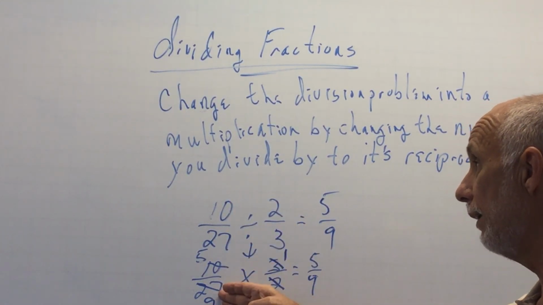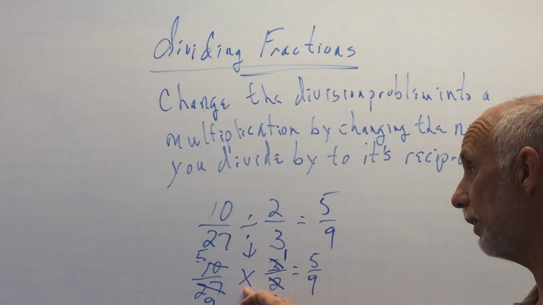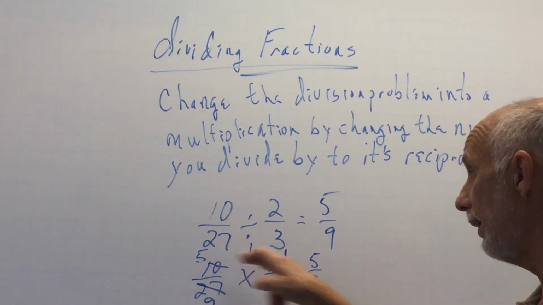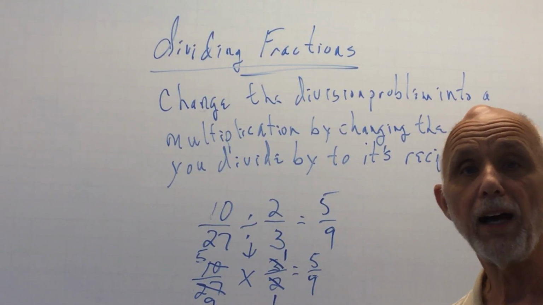All right, remember Kate Lorio's rhyme. Bring down the front, flip around the back, then make it multiplication. But don't multiply until you simplify. All right, so that's how you divide fractions.